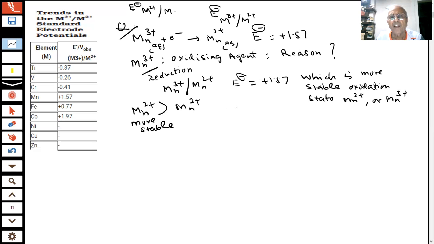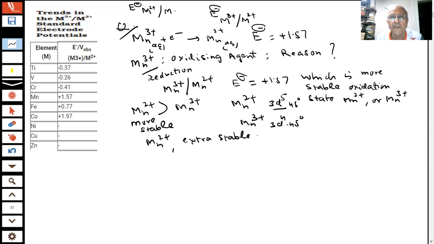Simply, I am searching the electronic configuration. What is the electronic configuration of Mn2+? It is half-filled d orbital, 3d5. And what is the electronic configuration of Mn3+, students? Mn3+ will be 3d4, 4s0. What answer are we writing? Mn2+ is extra stable, half-filled d5. Therefore, it will be difficult to remove an electron from here, students. Mn2+ is more stable than Mn3+. Therefore, Mn3+ will go to the Mn2+ oxidation state. Question answered. Okay, sir.